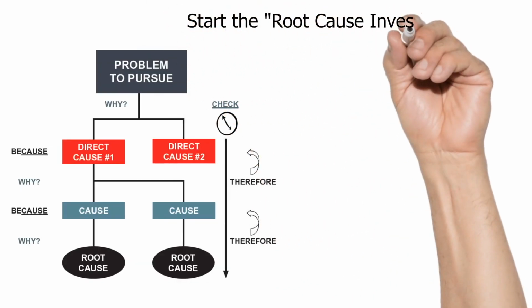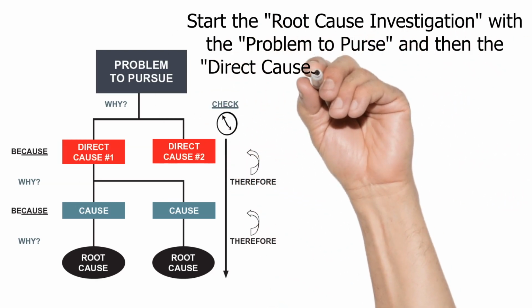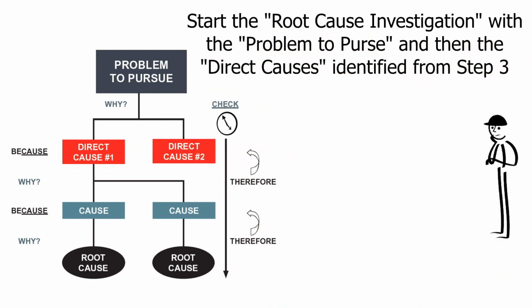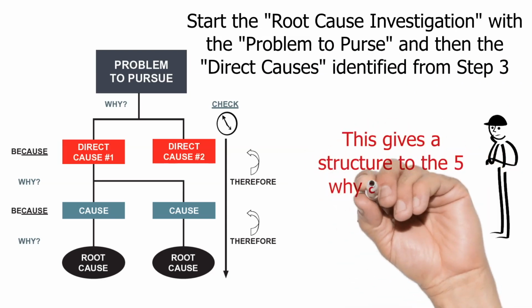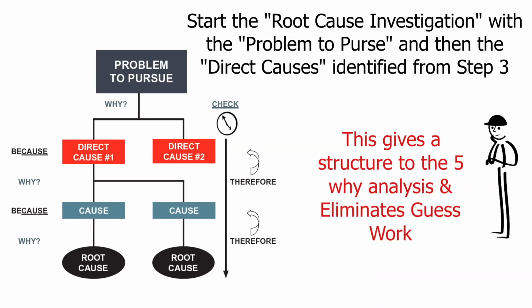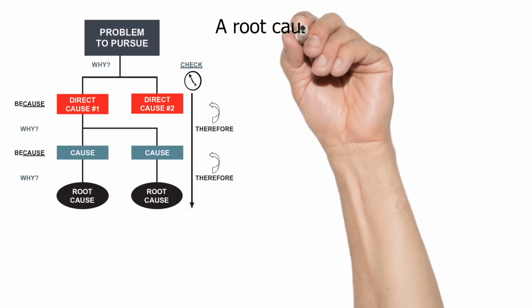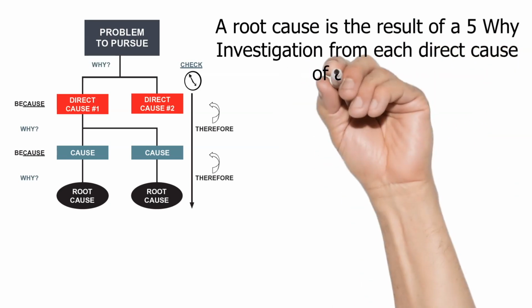Start the root cause investigation with the problem to pursue, and then the direct causes identified from step 3. This gives a structure to the 5 why analysis and eliminates guesswork. A root cause is the result of a 5 why investigation from each direct cause of a problem.